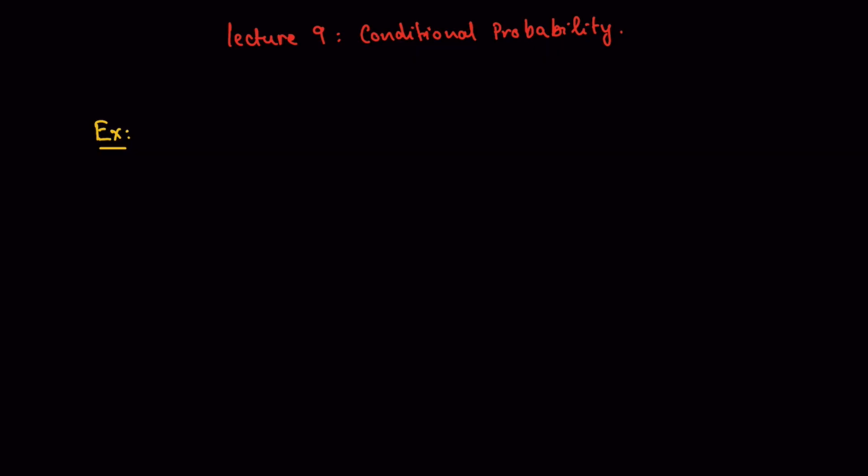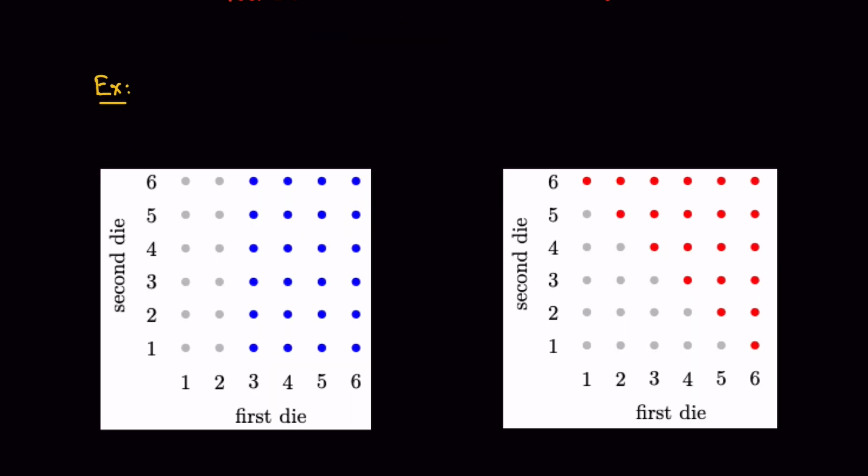And this scenario can be illustrated in the following pictures. Again, you roll two dice. The first die will give you a number that is greater than or equal to 3. So you have the scenario here dotted in blue. And another event is that the sum of the two dice is going to give you a number that is greater than or equal to 7.